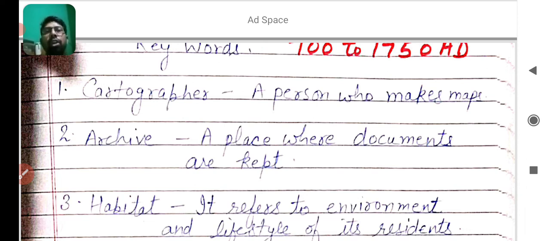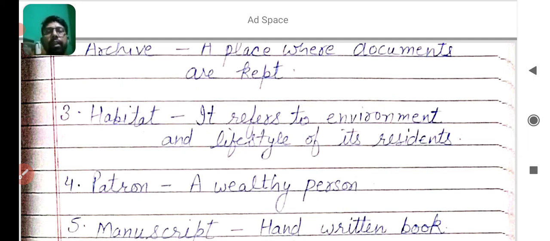And you know that in 6th class you learnt about history in a lesson, where historians found some sources and these were kept in the archives. And the next word is habitat. Habitat here refers to the environment and lifestyle of its residents. For example, we live in a specific area and we have a good environment and good lifestyle. It means that we have a good habitat. I think you got this point easily now.